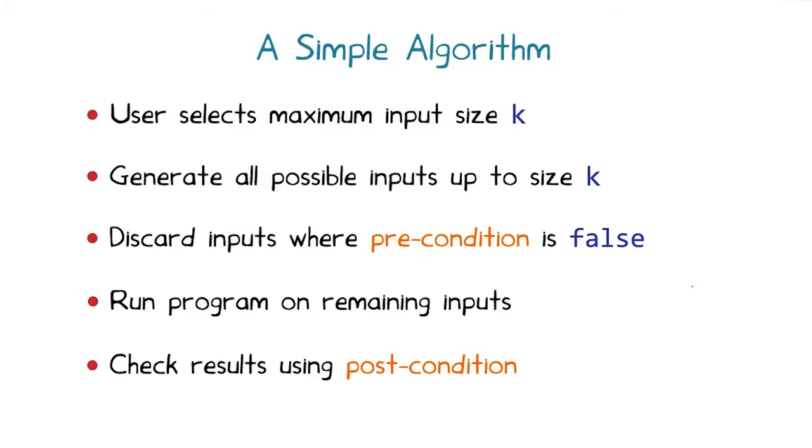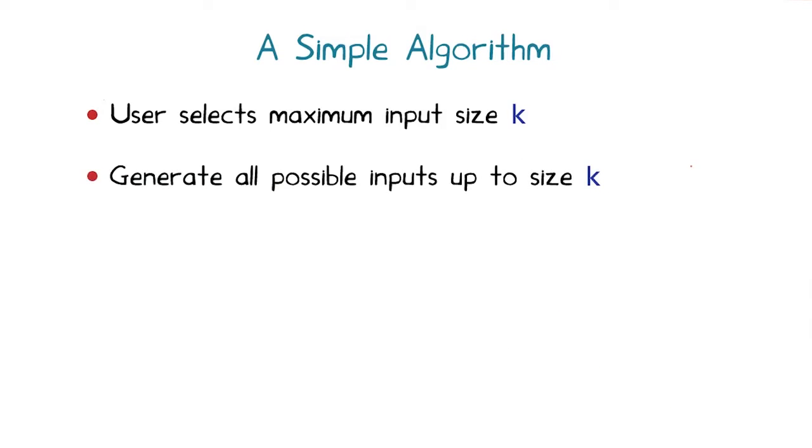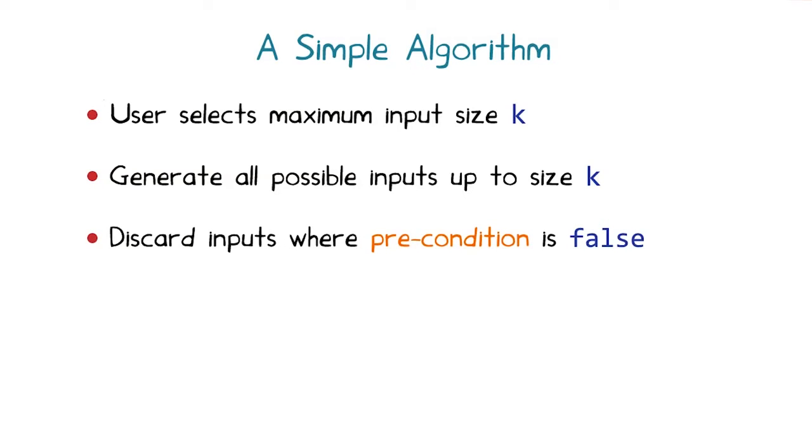Now that we have seen how Korat represents each possible shape, let's look at how Korat enumerates them systematically. Here is the basic idea that Korat uses. The user selects a maximum input size, which we'll call k. Then Korat generates all possible shapes of size at most k. The precondition of the method under test is used to filter out invalid inputs.